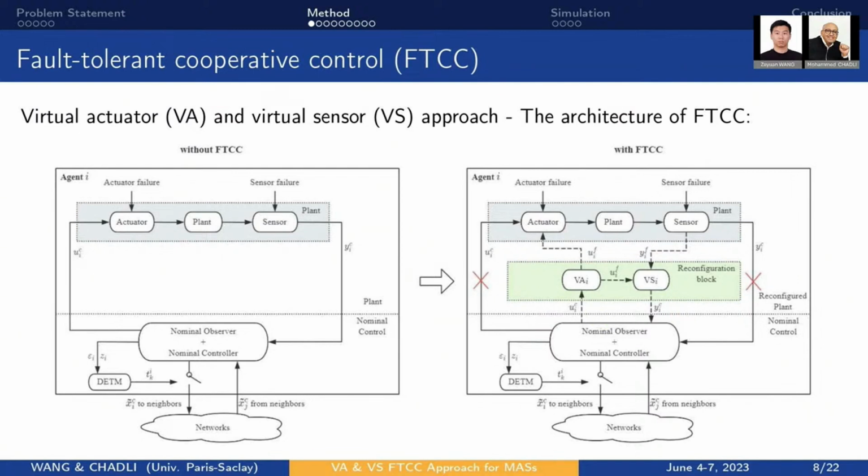In fact, the system output is no longer Y_IC but Y_IF, and this signal is transferred to the virtual sensor, which generates Y_AC to the nominal controller. Besides, the virtual actuator takes the nominal value U_IC and transfers it to U_IF for the faulty plant. So in this scenario, the nominal controller remains unchanged, and it doesn't care what happens outside the controller because the input-output relation is not changed. On the contrary, the faulty plant is reconfigured by the virtual actuator and the virtual sensor, so it's also called the reconfigured plant.